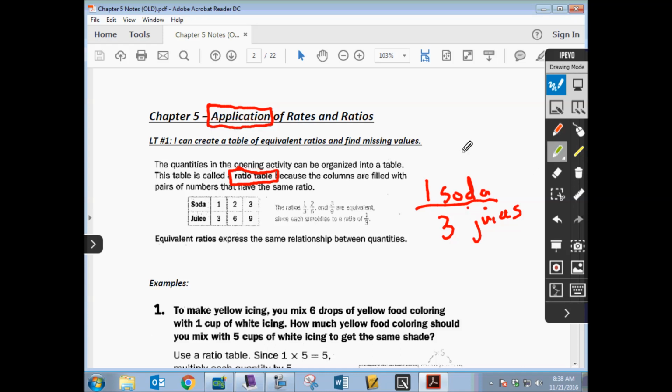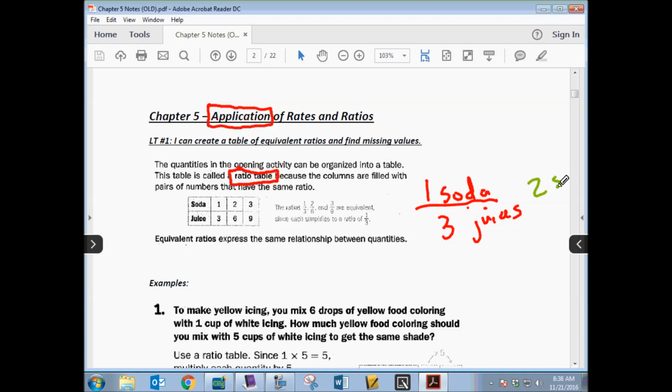So isn't that the same ratio as if I said I have 2 sodas for every 6 juices? What am I doing to my number of sodas? I'm multiplying by 2. What am I doing to my number of juices? Multiplying by 2. Do you see how that works? Every one of these ratios, you could write with a line, with an equal sign, with a line. Those are all equivalent ratios.